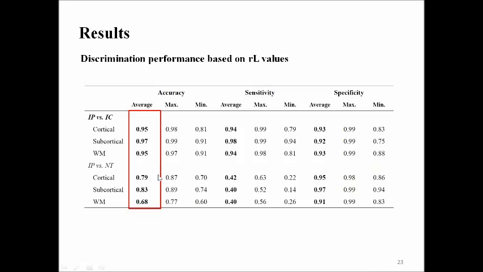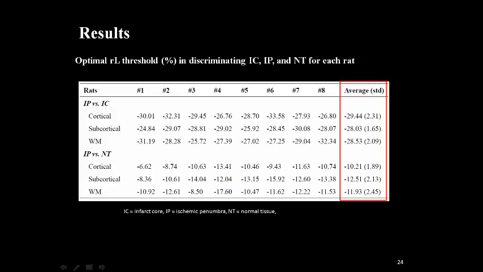The discrimination performance between IP and NT is good in the subcortical gray matter and the cortical regions, with an average accuracy of 83% and 79% respectively, and moderate in the white matter region with accuracy at 68%. The threshold for discriminating IP from IC is about 29%. The threshold for discriminating IP from NT is about 11%.